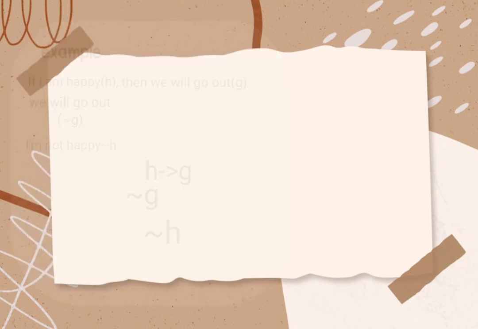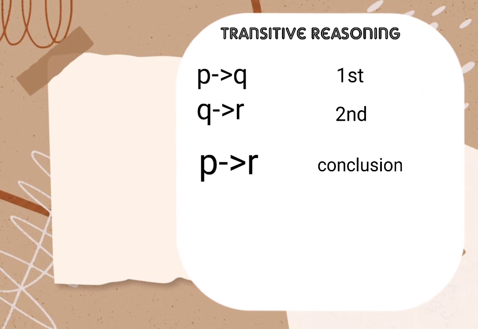Ang pangatlo ay transitive reasoning. So, ang transitive reasoning ay may symbolic na ganito. P, then Q, the first premise. And the second premise is Q, then R. And the conclusion is P, then R.